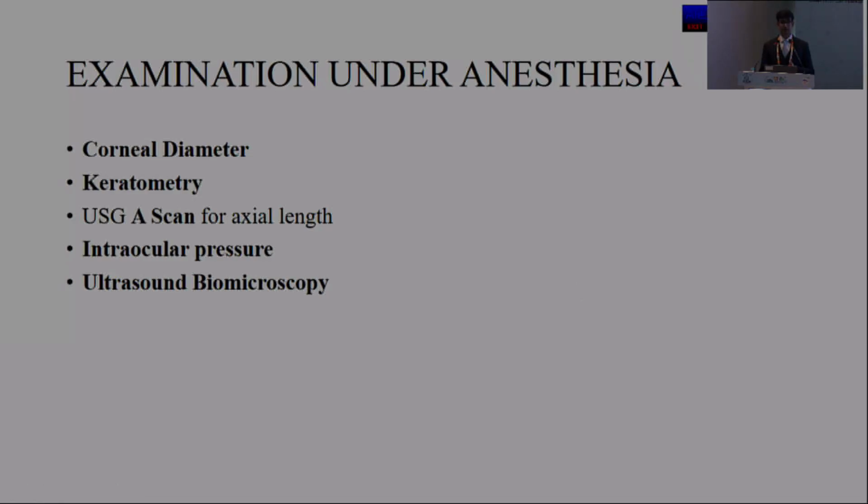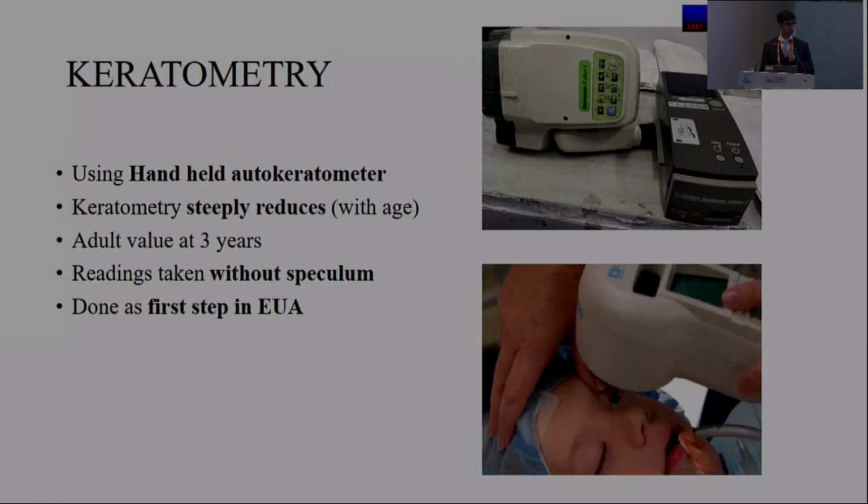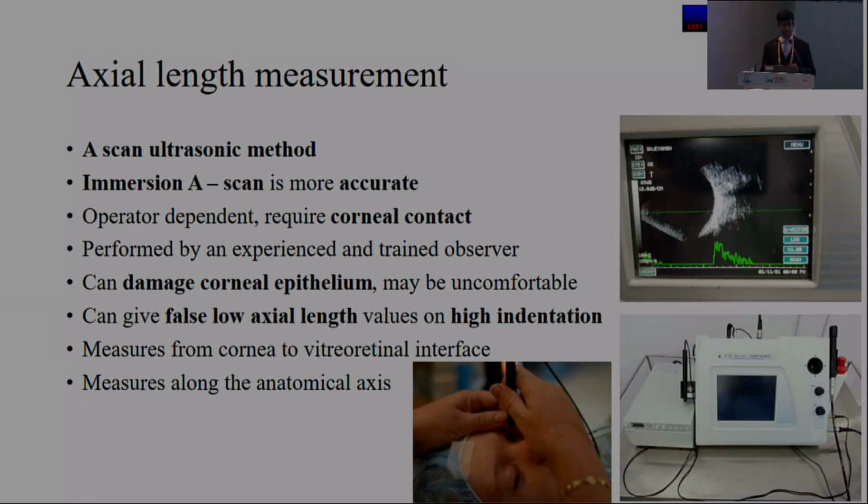So, examination under anesthesia. In smaller eyes, we should not put IOLs in such spaces. We have our own cutoffs, and I will tell you about the same. Keratometry is very important, which should be the first step in the EUA before we put anything over the cornea. Do not use a speculum, use a handheld keratometer.